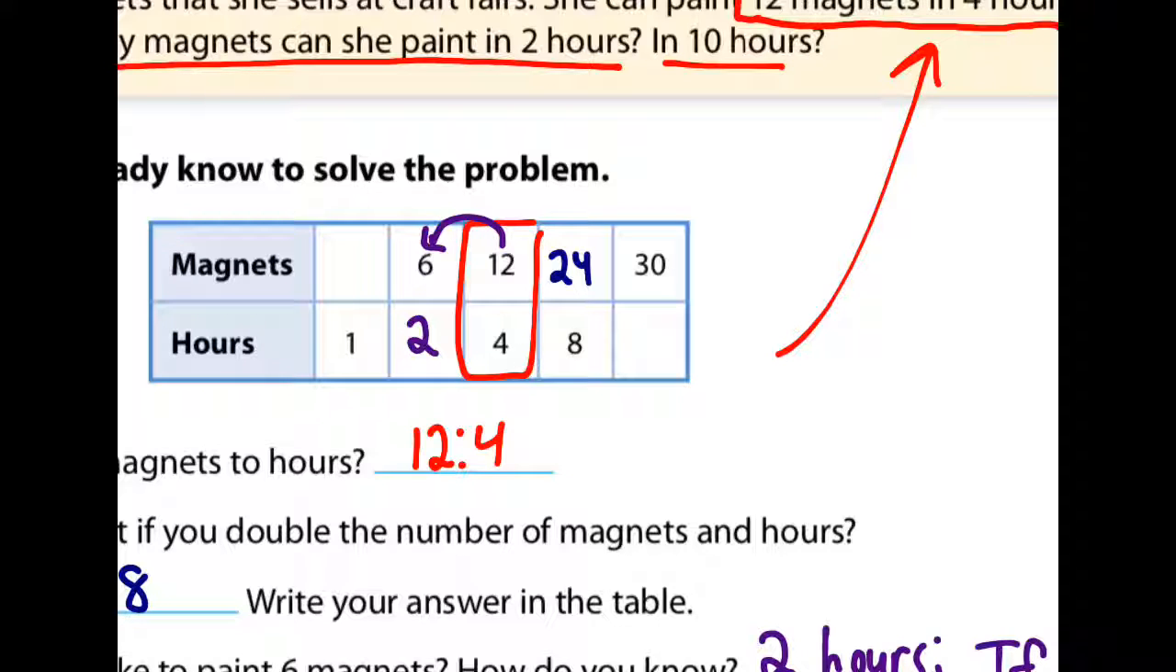Let me erase some of my junk here to make it a little cleaner. Did you notice that 24 divided by 3 is 8? 12 divided by 3 is 4. 6 divided by 3 is 2. That means if I divide 30 by 3, I should get 10 hours for 30 magnets.